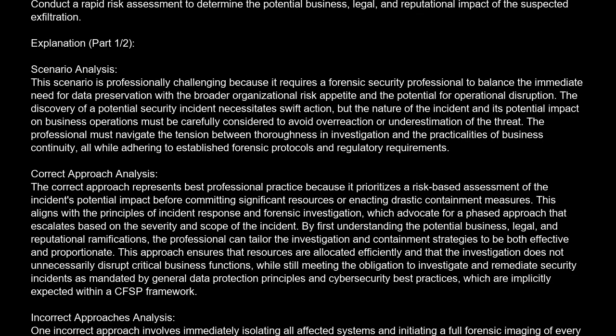The correct answer is A. Conduct a rapid risk assessment to determine the potential business, legal, and reputational impact of the suspected exfiltration.